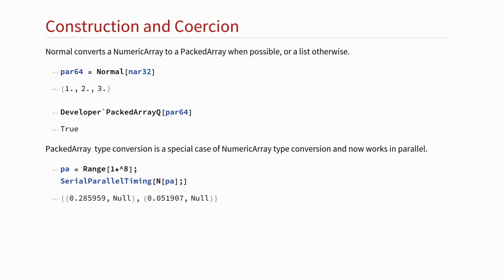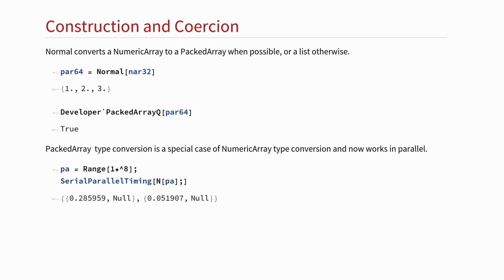I can unpack them, in a sense, convert them back to a list, okay, by using normal. Now, normal will try to make a packed array, the largest machine array type that can be used to represent it, if it can. Otherwise, it will unpack it to a list, okay?